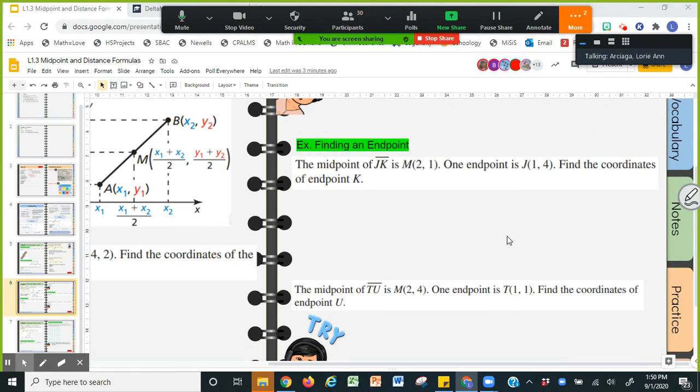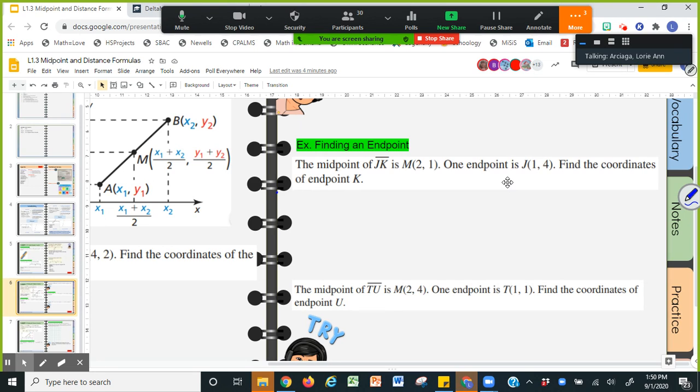So finding an endpoint. Okay. So this time they give you the midpoint already. So the result when you divide by 2 is already given. One endpoint is 1, 4, but we don't know what the other coordinates are. So again, if you want to visualize that, you can graph it, right? You can plot, and you can use decimals to do that. However, not all the time you go into graph. So let's do it algebraically.